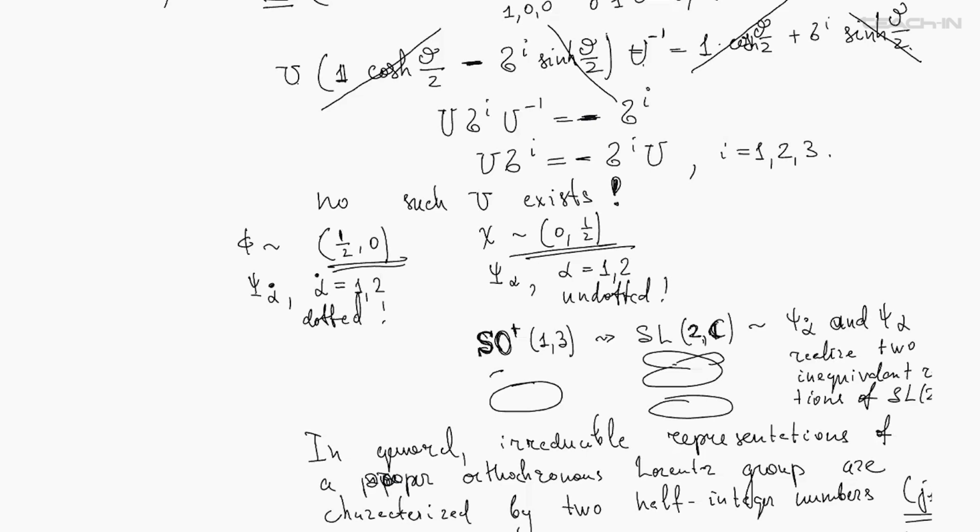So you give me 2 half integers, and I'll exhibit for you a representation of the Lorentz group. So I need 2 half integers to specify it completely. So even in 4 dimensions, there are 2 such representations. One of them is dotted and another is undotted, and they are not equivalent.